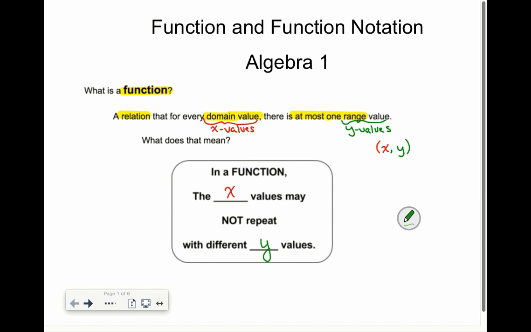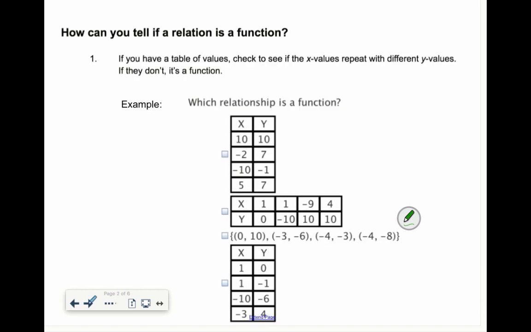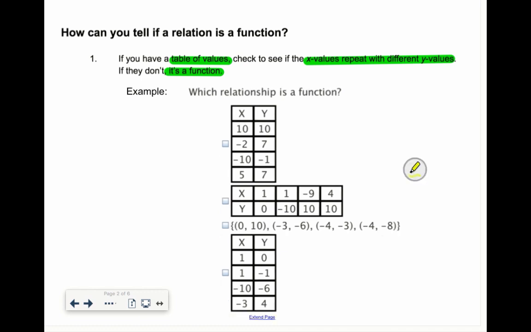So let's look at how we determine when something is a function. We're going to look at two different situations. It says, how can you tell if a relation is a function? If you have a table of values, remember, it could be up and down, it could be sideways, it could just be a list of points. You're going to see this, and I put all of it in the next example. Check to see if the x values repeat with different y values. If they don't, it's a function. So if your x values don't repeat with different y values, you're good. It's a function.